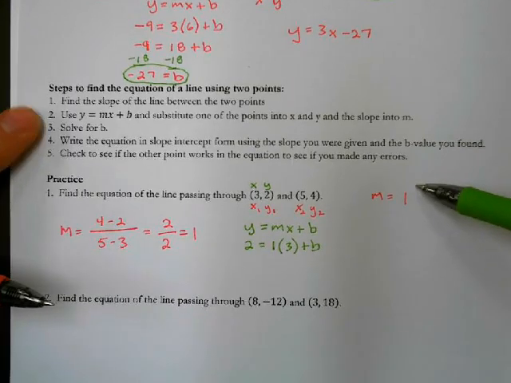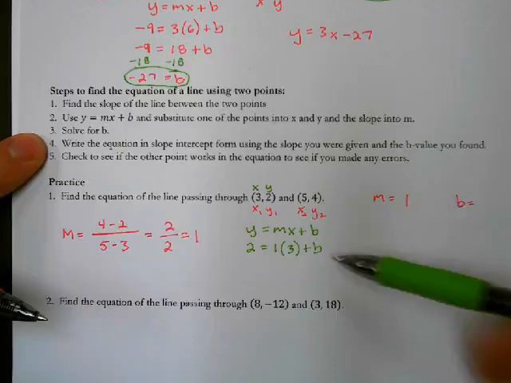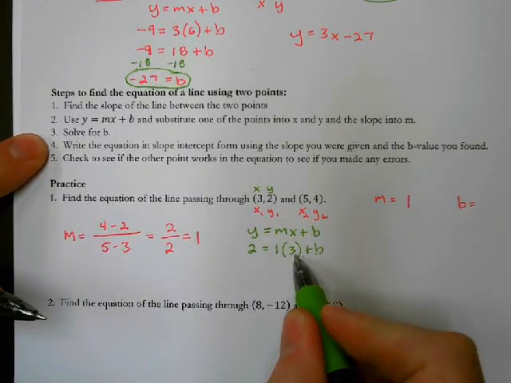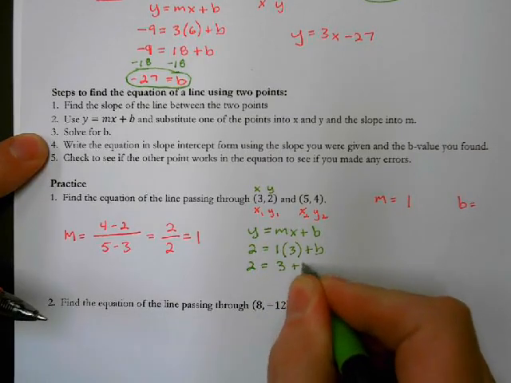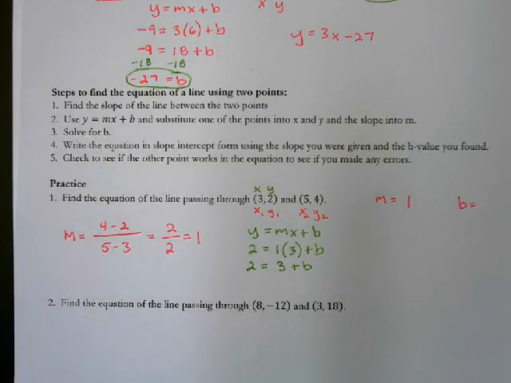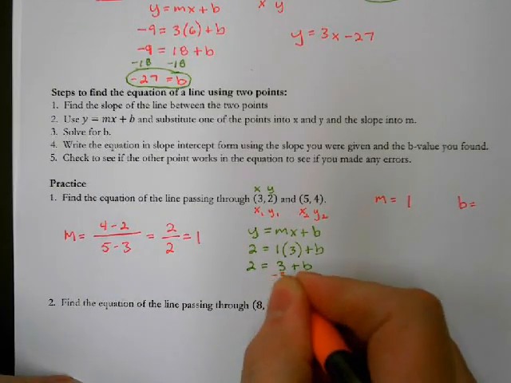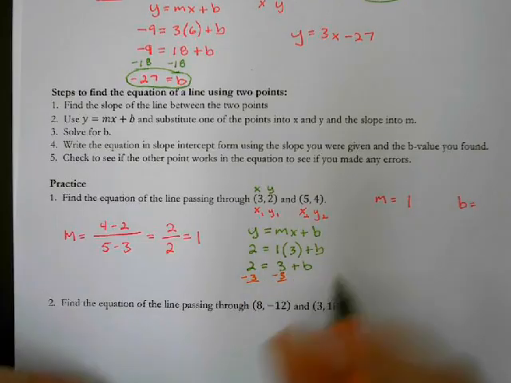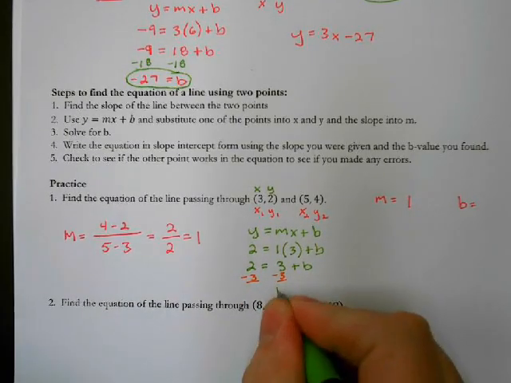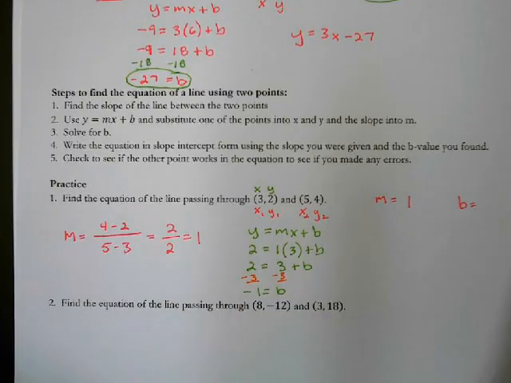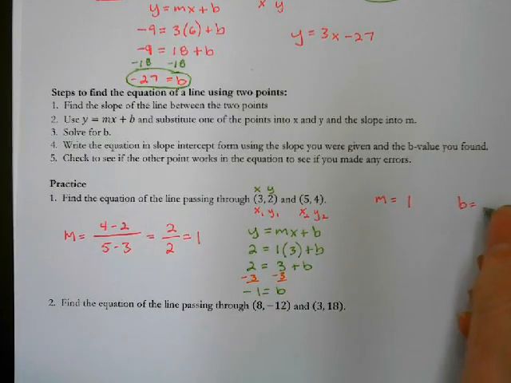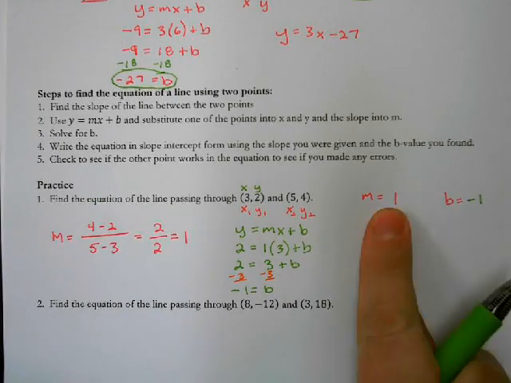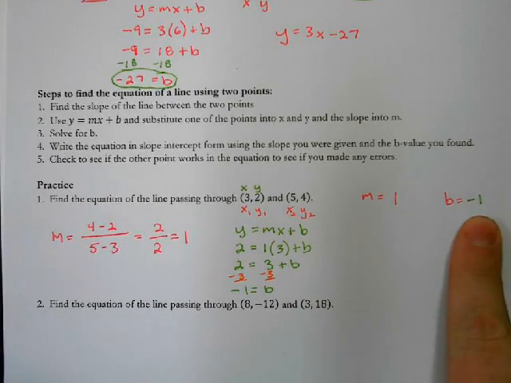Step 3, solve for b. Okay, so now I'm going to solve and find out what b is. 1 times 3 is 3, in case you were wondering. And then to solve for b, I just need to subtract 3 from both sides. And I end up with b equals -1. So I know my slope is 1. I now know that b is -1. I can now write the equation because I have the slope and the y-intercept. Tell the person next to you what the equation is.